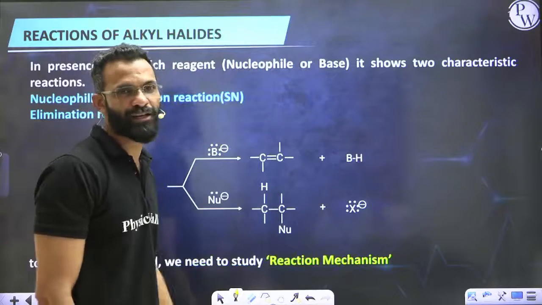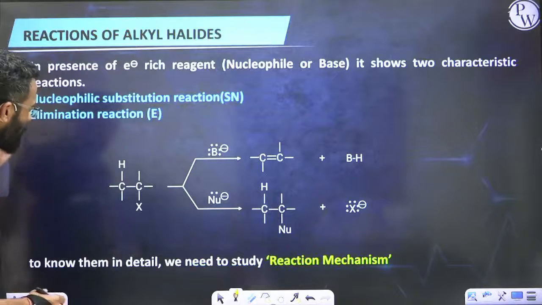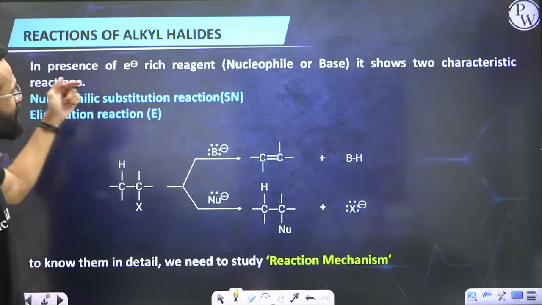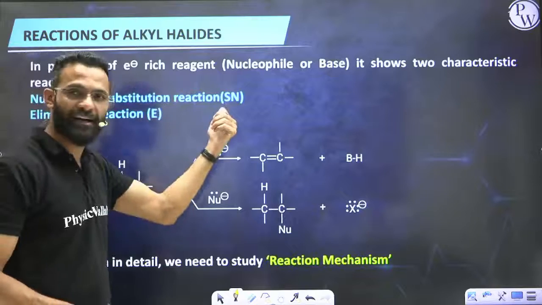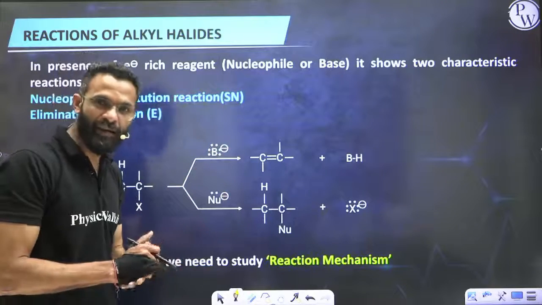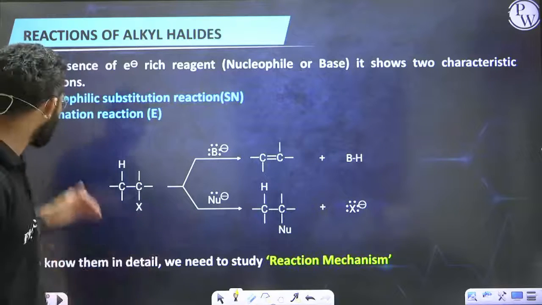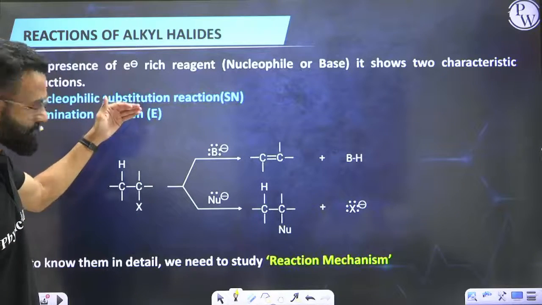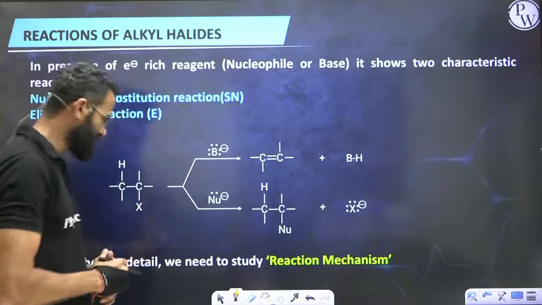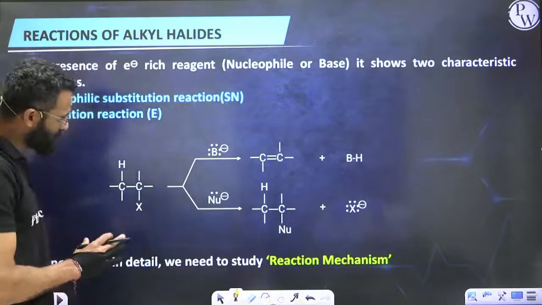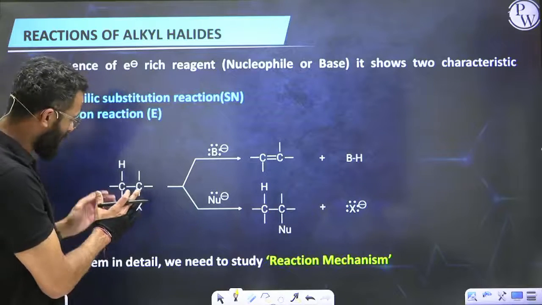this haloalkane shows two types of important characteristic reactions, which are called nucleophilic substitution reaction, which we abbreviate as SN reaction, or depending upon the nature of that electron rich species, it may show the elimination type of reaction. To understand this in an even better manner, let us take an example.